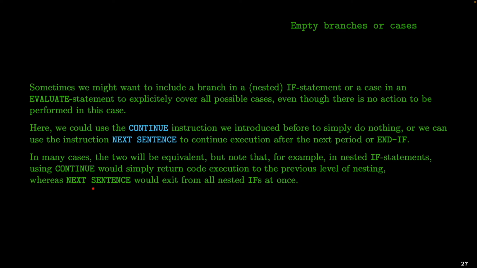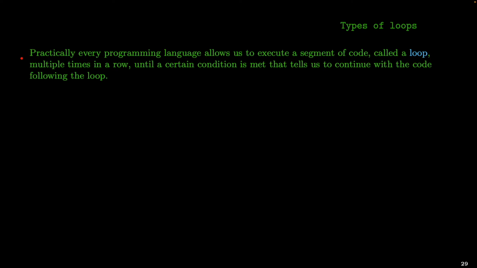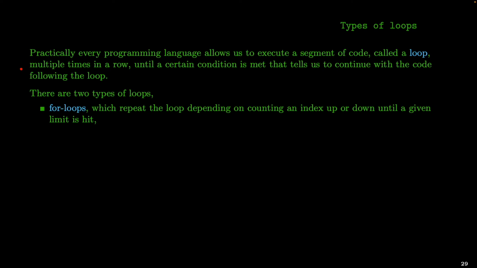So keep that in mind, that you can use these 2 statements in a different sense when you have nested conditions. Next, we will be looking at loops in COBOL. Just like practically every other programming language, COBOL allows us to execute a segment of code, which we call a loop, multiple times in a row until a certain condition is met that tells us to continue with the code after the loop. Now we distinguish 2 types of loops.